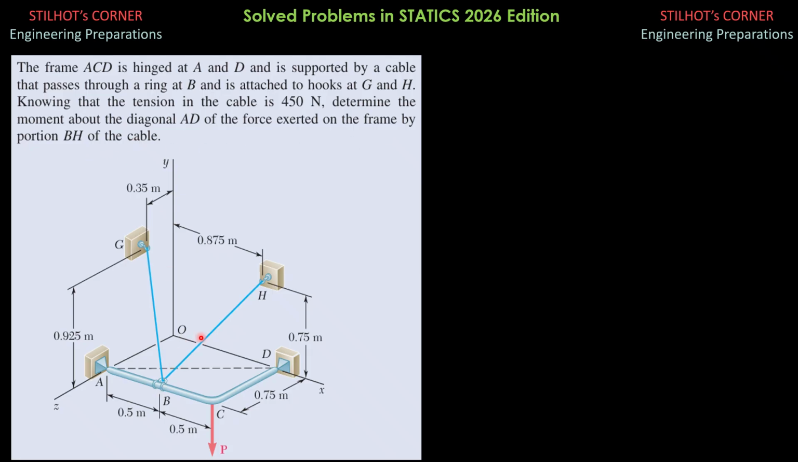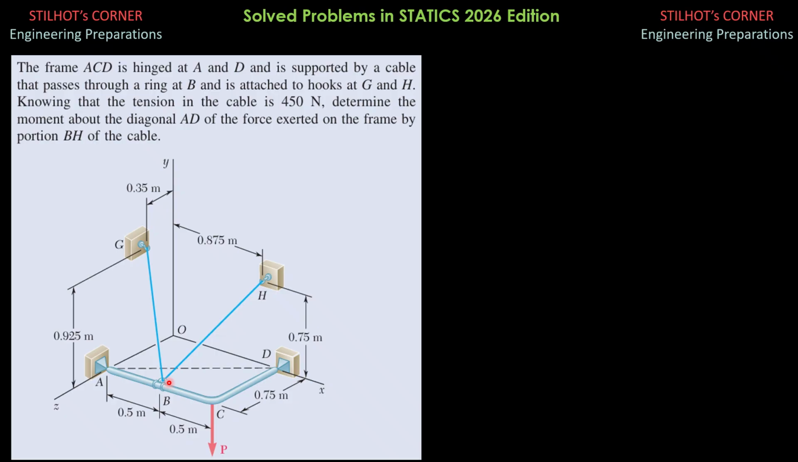So the force on portion BH of the cable is 450 newtons. AD is below. So if you apply right thumb rule, we anticipate that this should be the positive moment. And since the tension is going the opposite way, so we expect that the moment of the force about AD is negative.